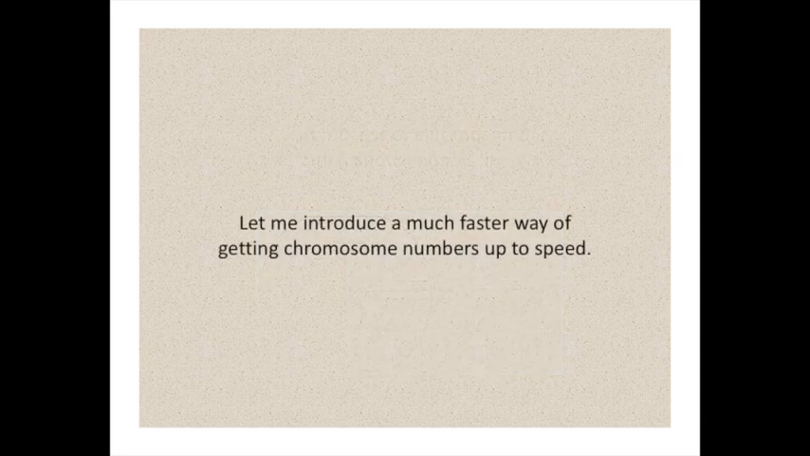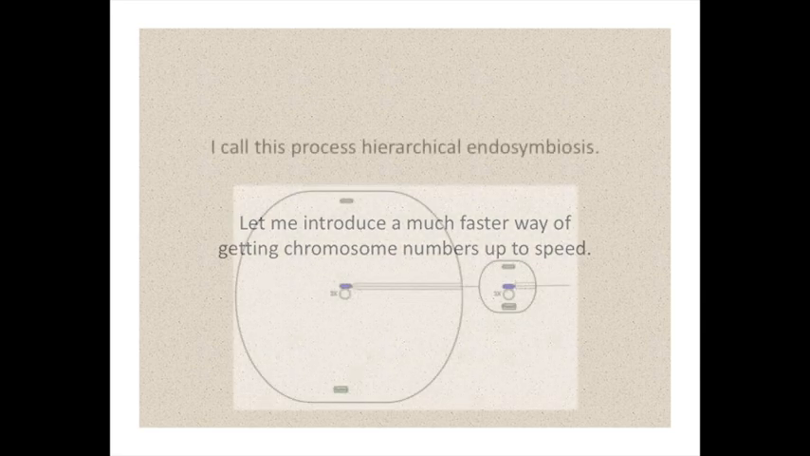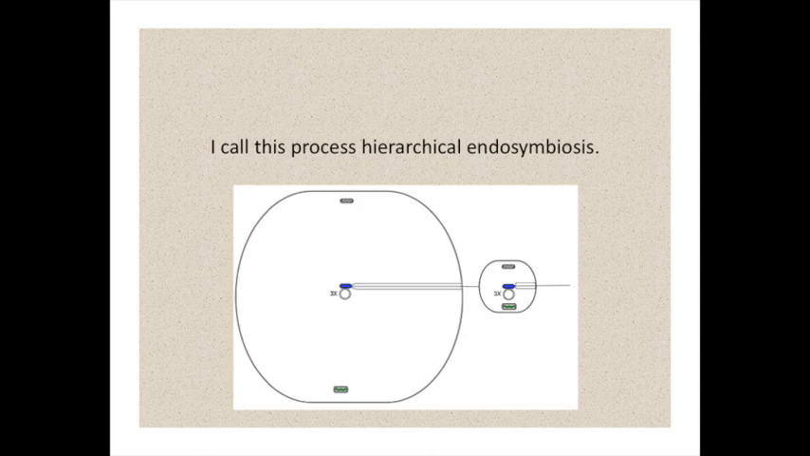Let me introduce a much faster way of getting chromosome numbers up to speed. I call this process hierarchical endosymbiosis. Now I know that's a mouthful, and I will break it down for you as we proceed further through the video.